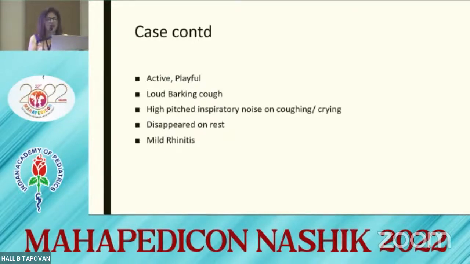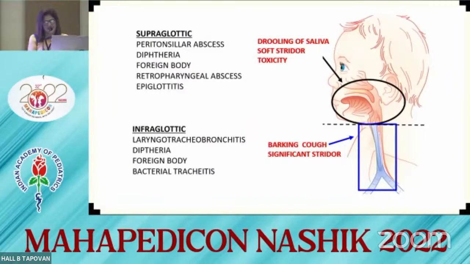A barking cough, mild rhinitis, otherwise active and playful. Yes. So most likely, this is likely to be a croup. So again, going back to the drawing board, look whether it's supraglottic or infraglottic. How do you differentiate a supraglottic stridor from an infraglottic, even by simple symptoms?